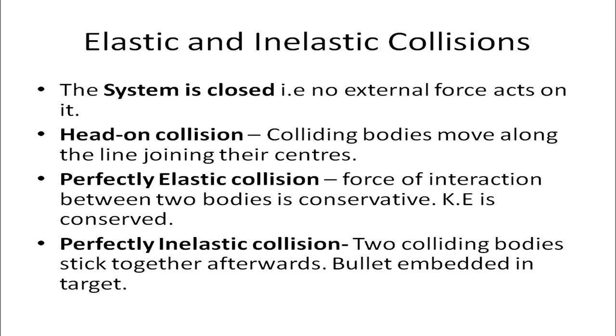In this case, we have two types of collision, that is perfectly elastic and perfectly inelastic collision. What is perfectly elastic collision? Where the force between the two bodies is conservative. Here, the kinetic energy is conserved. And what is perfectly inelastic collision? Here, the two colliding bodies stick together afterwards, that is, after collision. The best example for this is a bullet embedded in the target. But in perfectly inelastic collision, the kinetic energy is not conserved.